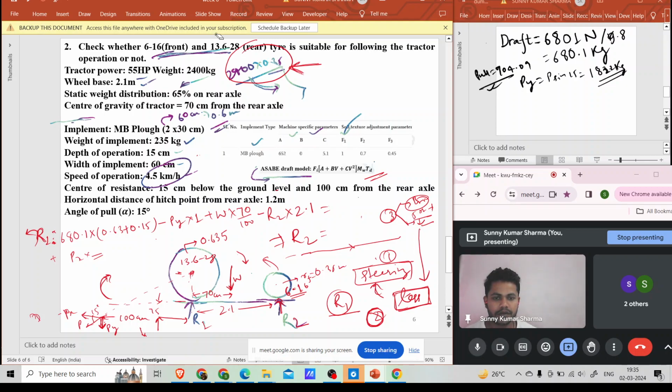I will write it myself, sir. Okay, you do it and tell me whether this tire was suitable for this implement or not. After you do this calculation, I will tell you what other requirements are there. If this tire is not meeting the requirement, then you have to increase the width of the implement or apply other criteria.